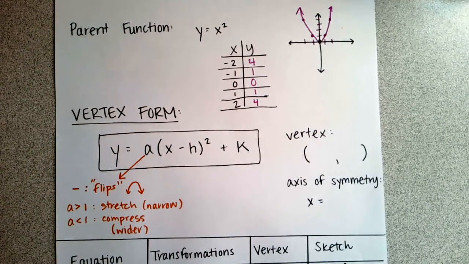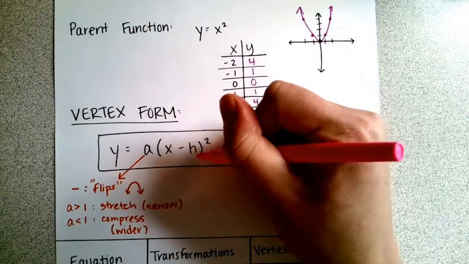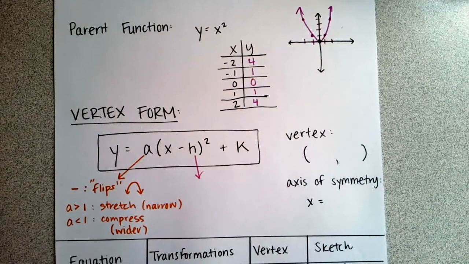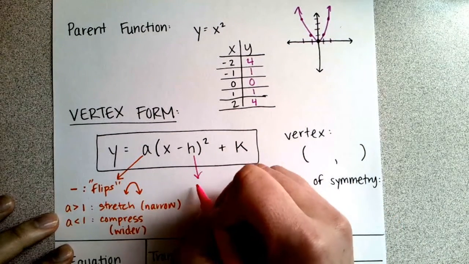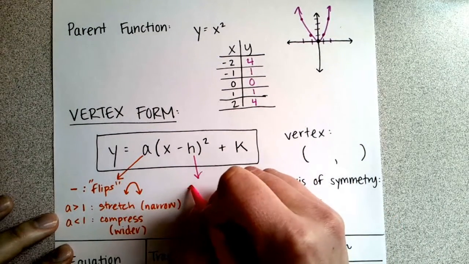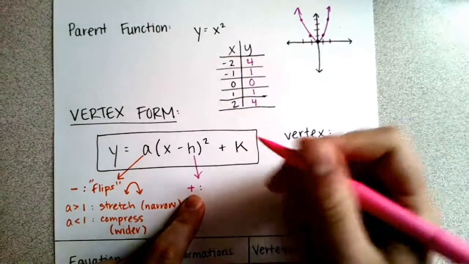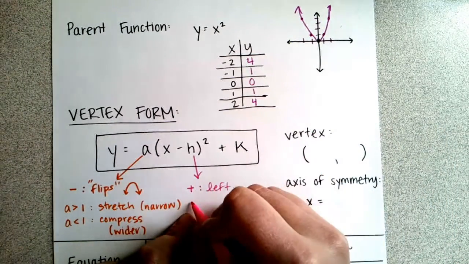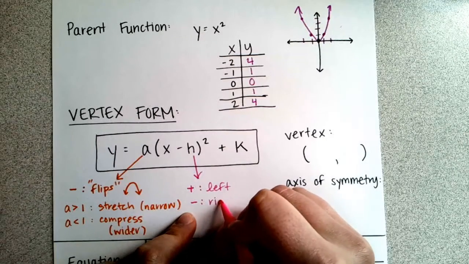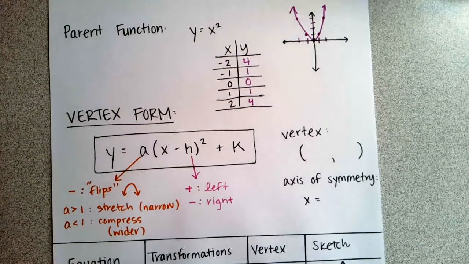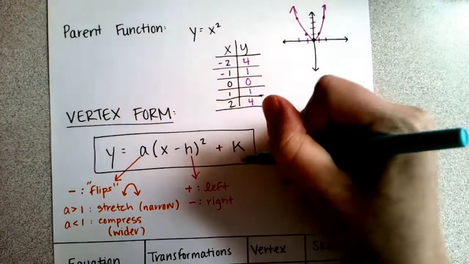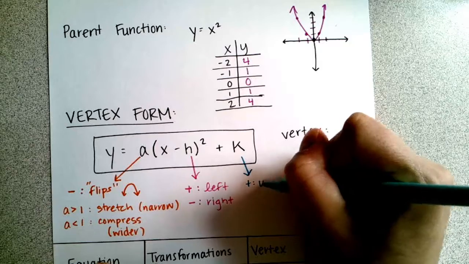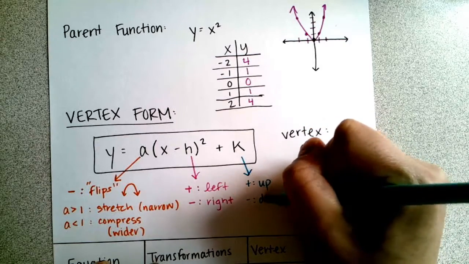The h value, so the number with the x inside of the parentheses, determines how far left or right we need to move our parabola. But the direction it moves is the opposite of what your mind wants it to do. So a positive h value actually moves it left, and a negative h value actually moves it right. And then lastly, this k value controls how far up or down we move, and a positive does move it up and a negative moves it down.